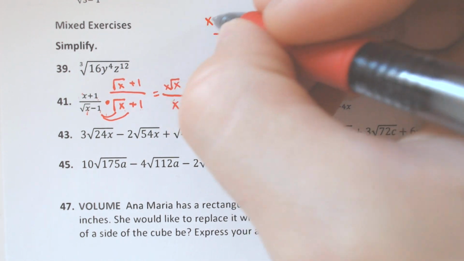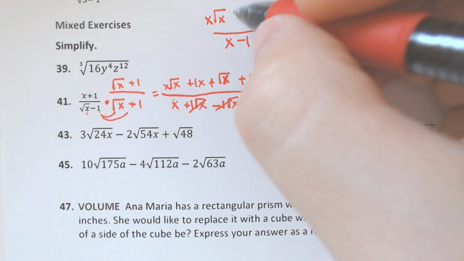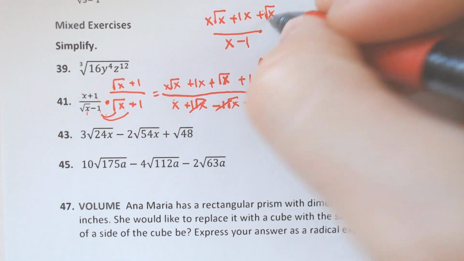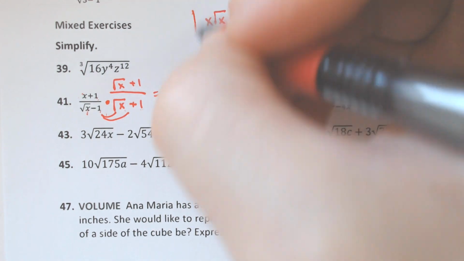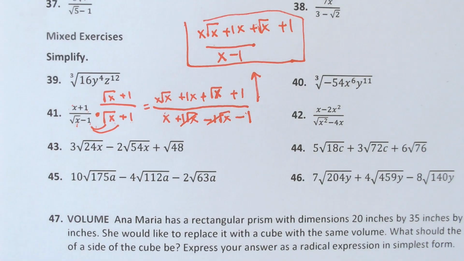The top of the fraction is going to be ridiculous. We're going to have x square root of x plus 1x plus the square root of x plus 1. That whole ugly mess is the true top of the fraction, and the bottom of the fraction is just going to be x minus 1. That's going to do it for this one.